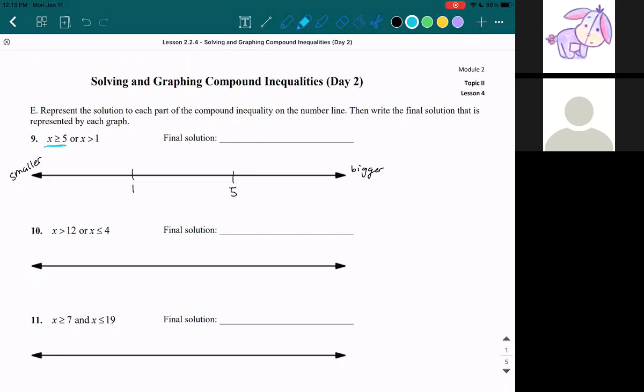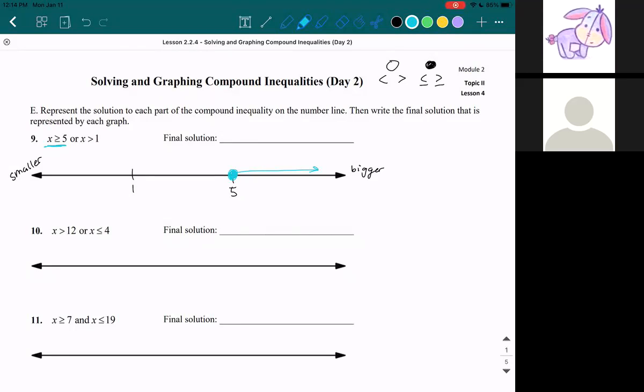So x is greater than or equal to 5, that means I'm going to fill in the circle at 5. Why am I filling it in? Because there is the equal to line. So remember that the empty circle goes with the strict inequalities, and the filled in circle goes with the ones that include equal to. You want a filled in circle at 5, and then you want to shade everything to the right because it's greater. So I'm just going to draw an arrow like that.